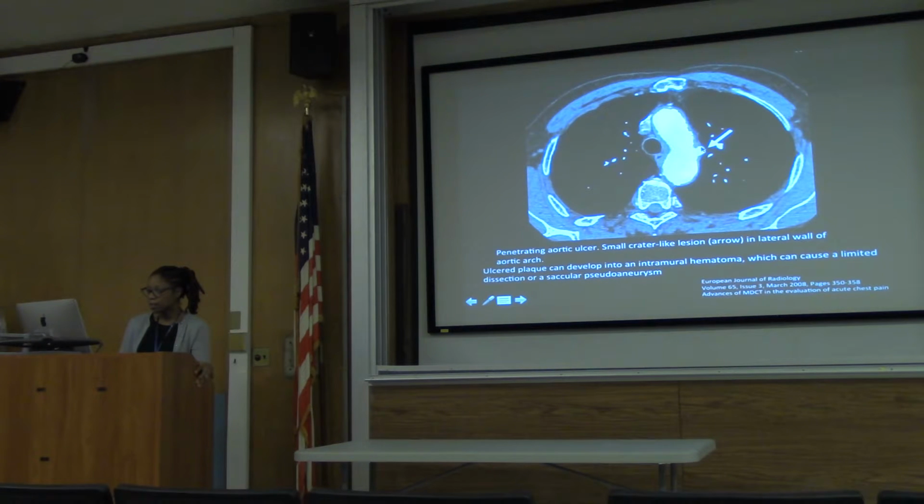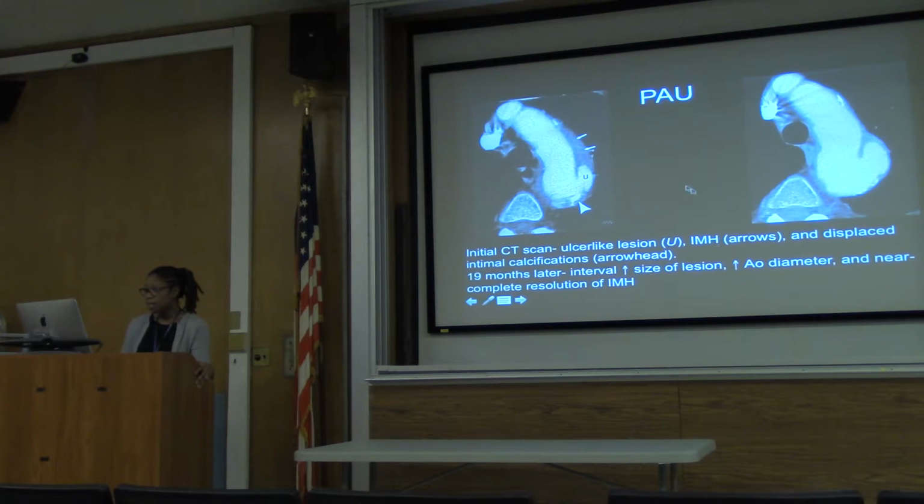You can see this little protrusion of contrast coming off the arch, which represents a penetrating aortic ulcer. And there's a small hematoma that's associated with it. In this patient, it's a very obvious ulcer coming off the arch, with a large hematoma.